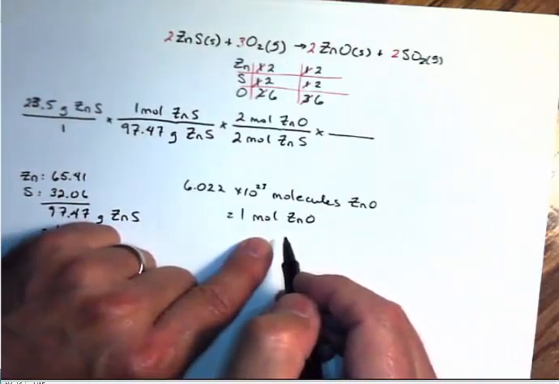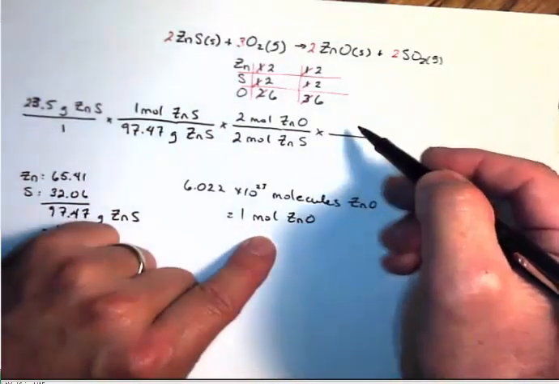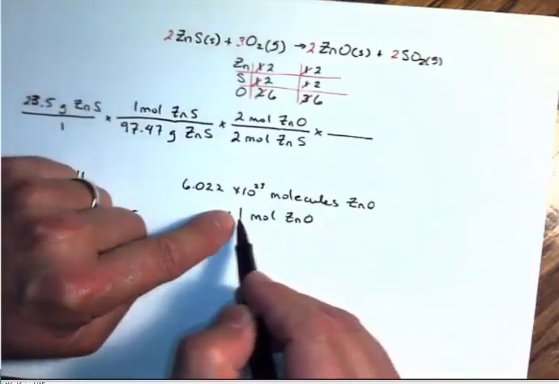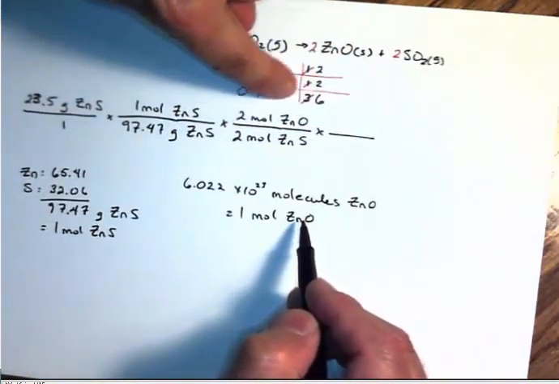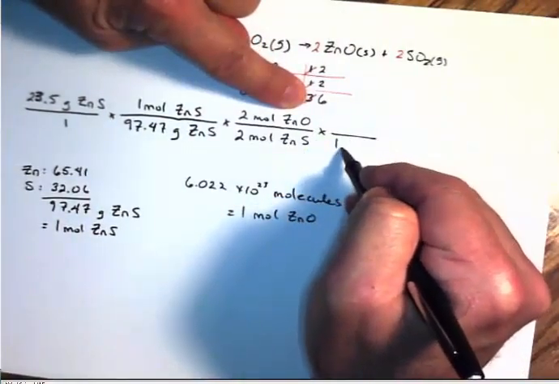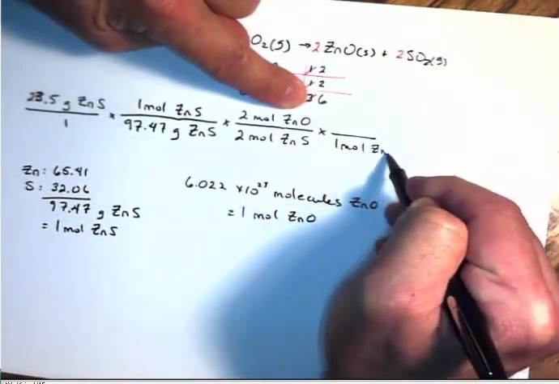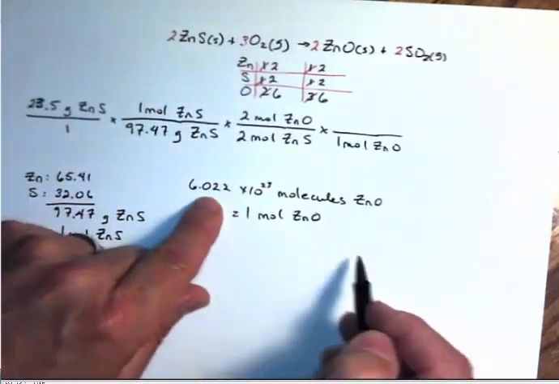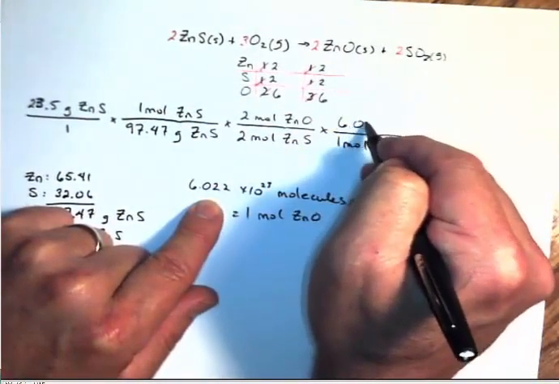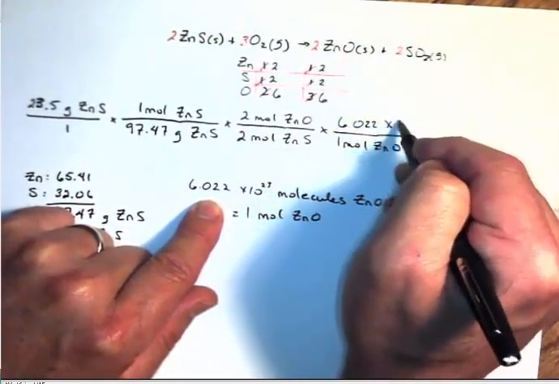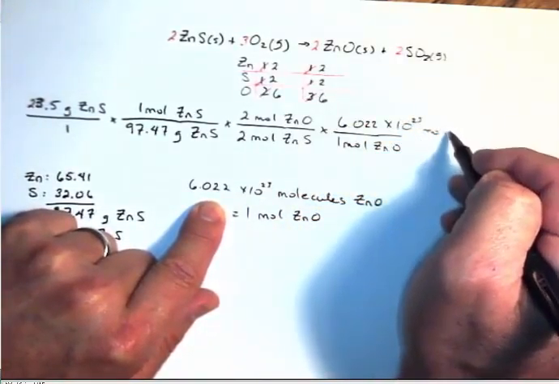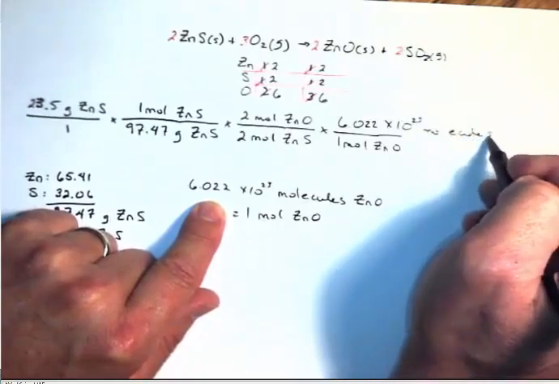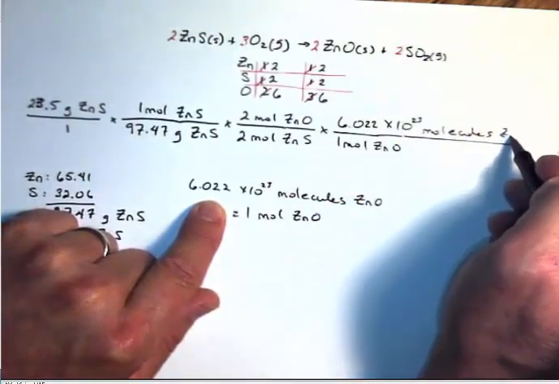So this is an equality statement. If I write a proper equality statement, I can build a conversion unit. This side of the equality statement, 1 mole of zinc oxide, is going to go on the bottom because I've got moles of zinc oxide here. So 1 mole of zinc oxide goes here. This goes on the top, 6.022 times 10 to the 23rd molecules of zinc oxide.